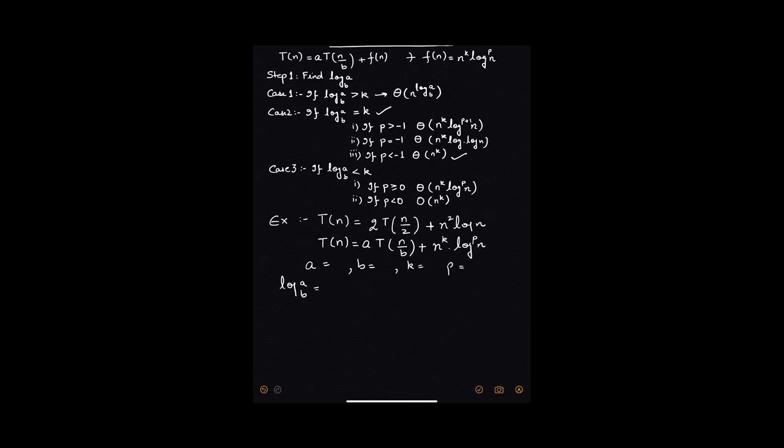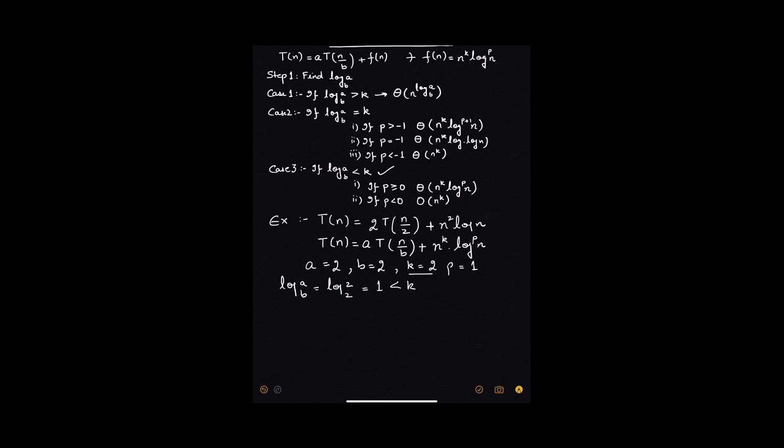Let us consider this example. The recurrence relation over here that I am having is 2T(n/2) + n square log n. Comparing it with my standard equation, the value of a becomes 2, the value of b becomes 2, the value of k is 2, and the value of p is 1. I have to calculate my log a base b. This becomes log 2 base 2, the value is equal to 1. I have to compare the value of my log with the value of k. Over here, I see the value of k is equal to 2. So I can say the log value is less than k.